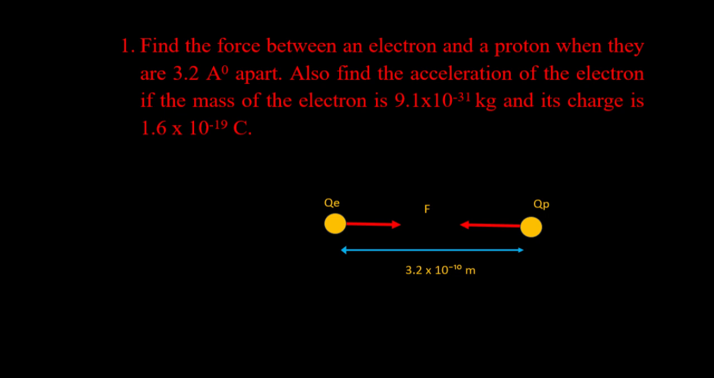So when we have a proton and an electron nearby, there will be an attractive force, right? So they both move towards one another. The second part of the sum asks us to find the acceleration of the electron as it moves towards the proton. The mass of the electron is given and the charge of the electron is also given. Incidentally, we know that the charge of the proton is the same as that of the electron. So in this sum, we'll find two things. First, we have to find the force, and then we have to find the acceleration of the electron when it moves towards the proton.